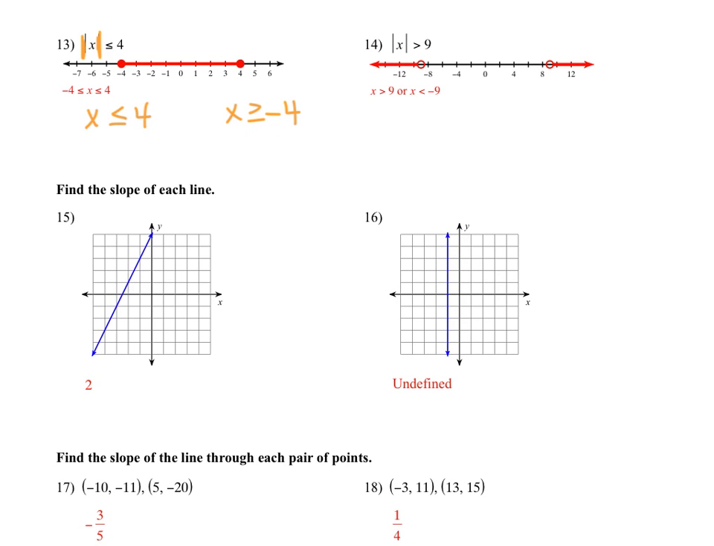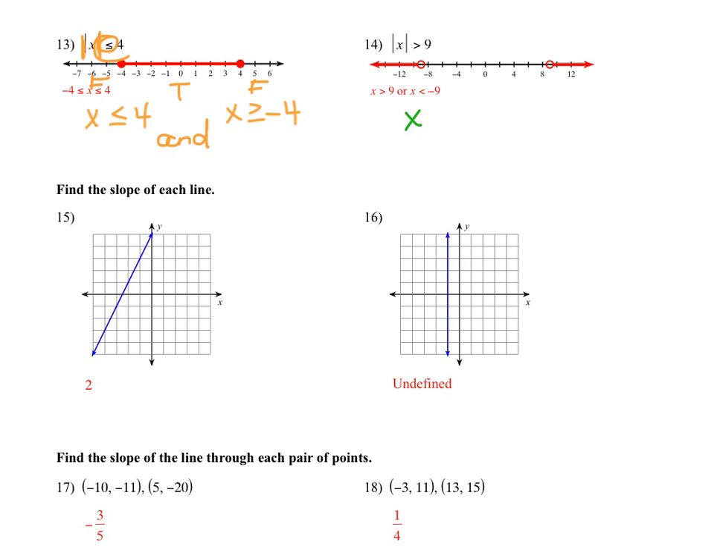And then you have to think about is this an and or an or problem? So less than is and. So you're looking for where they overlap. And when you graph, you should get false, true, false, which is why just the middle part is graphed.